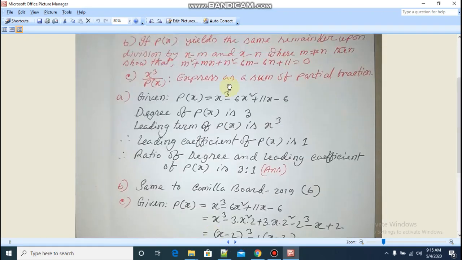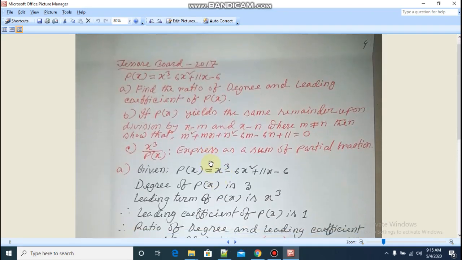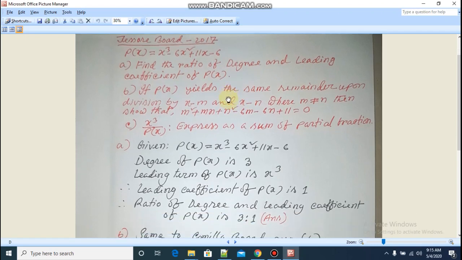Next math. Gazipur board 2017. P of x equal this. Find the ratio of degree and leading coefficient of P of x. If P of x yields the same remainder upon division by x minus n, m and x minus n, where m not equal to n, then show that this is partial fraction.